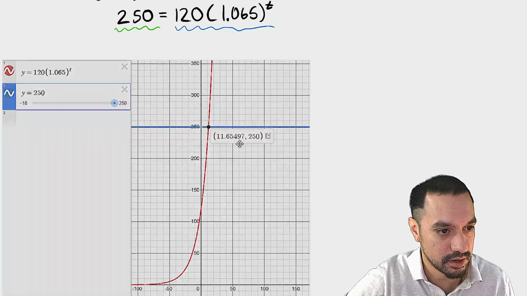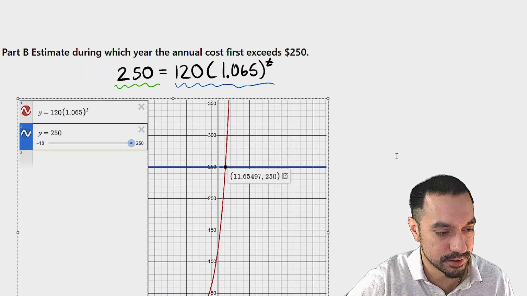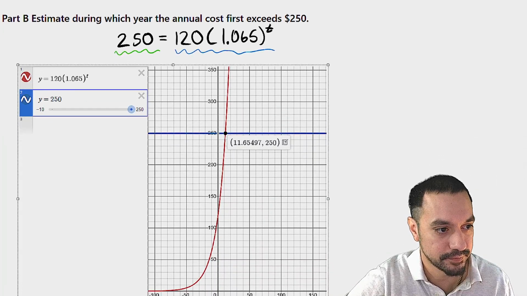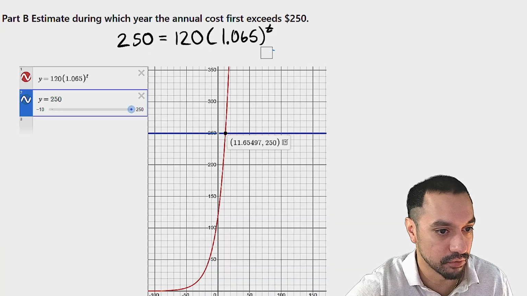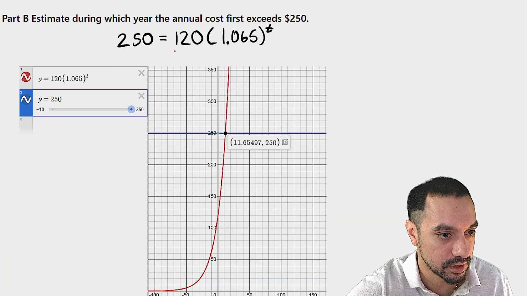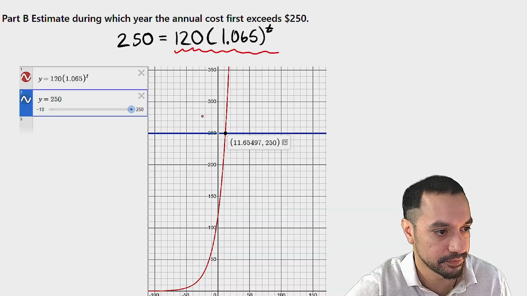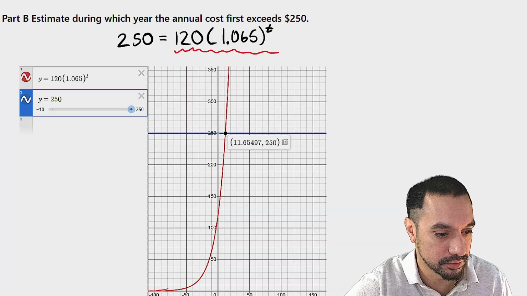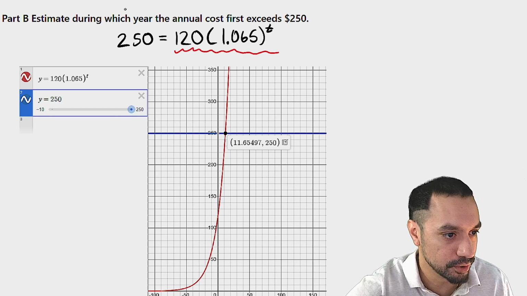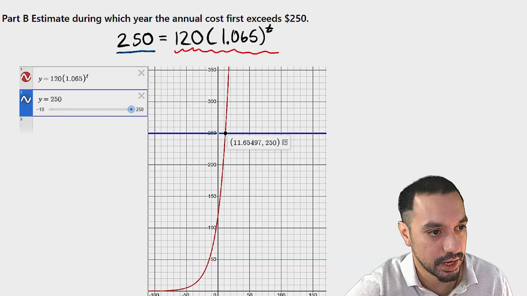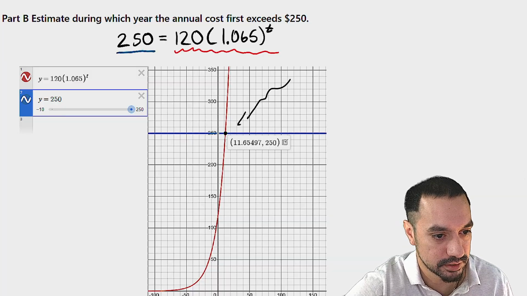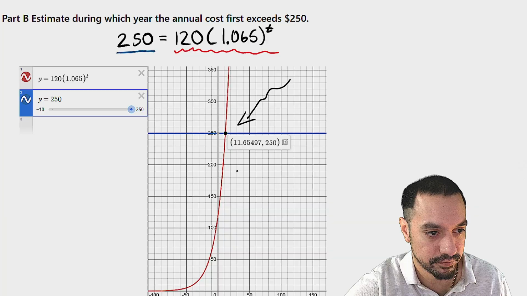So I've gone and set it up in Desmos. Here's what it looks like in Desmos. In red, I have the exponential piece of it. You can see the red curve, that's our exponential. And then in blue, I've modeled the side that's constant. And where they intersect is the solution.